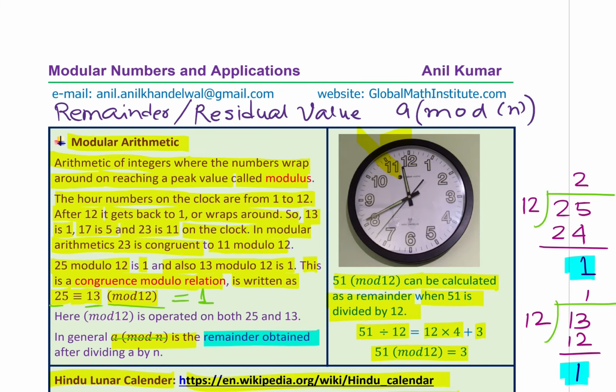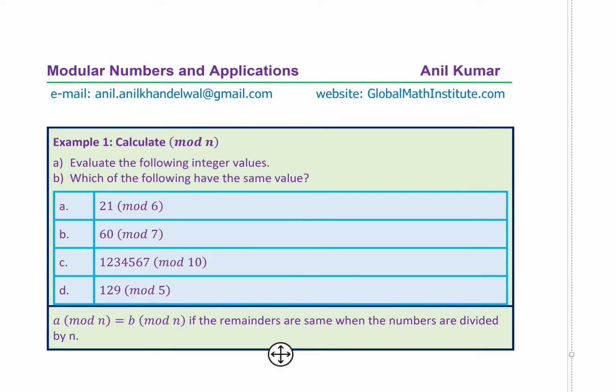Okay, let's continue. We'll continue with some very basic examples of how we calculate these mod numbers. We said these are integer values, so let us see what these integer values mean. Here is an example for us. Example 1, calculate mod n. A, evaluate the following integer values. Which of the following have the same value?